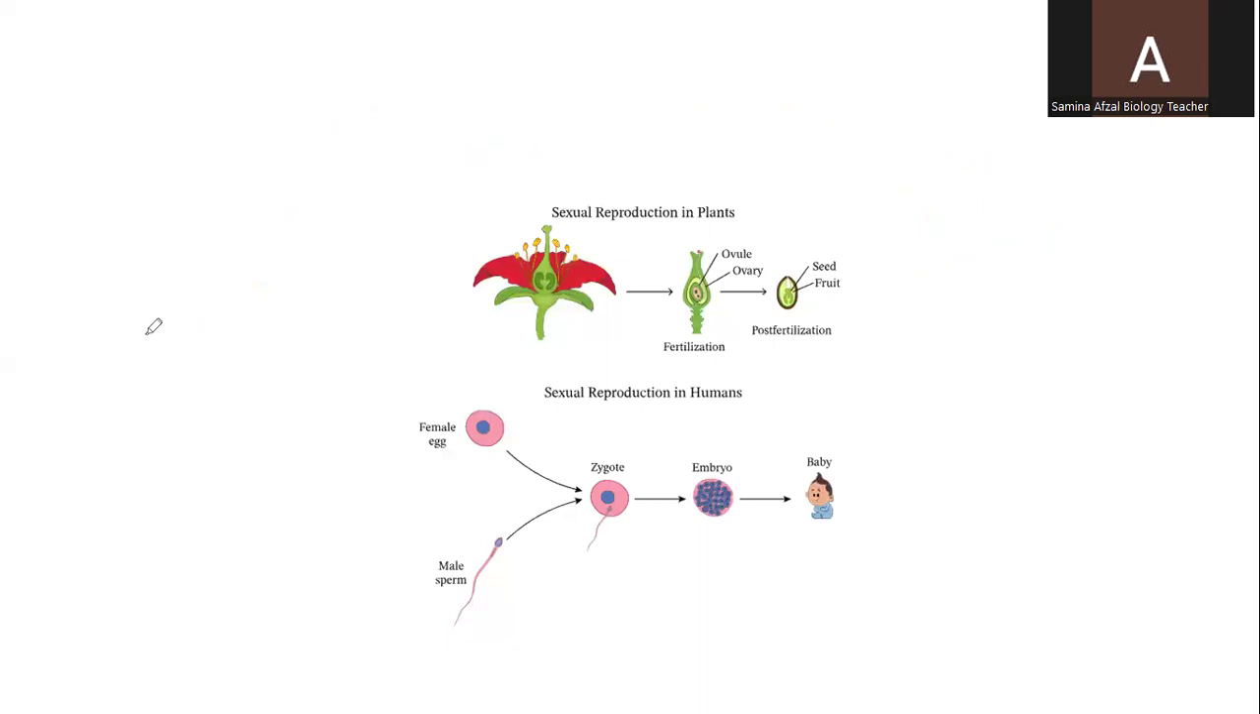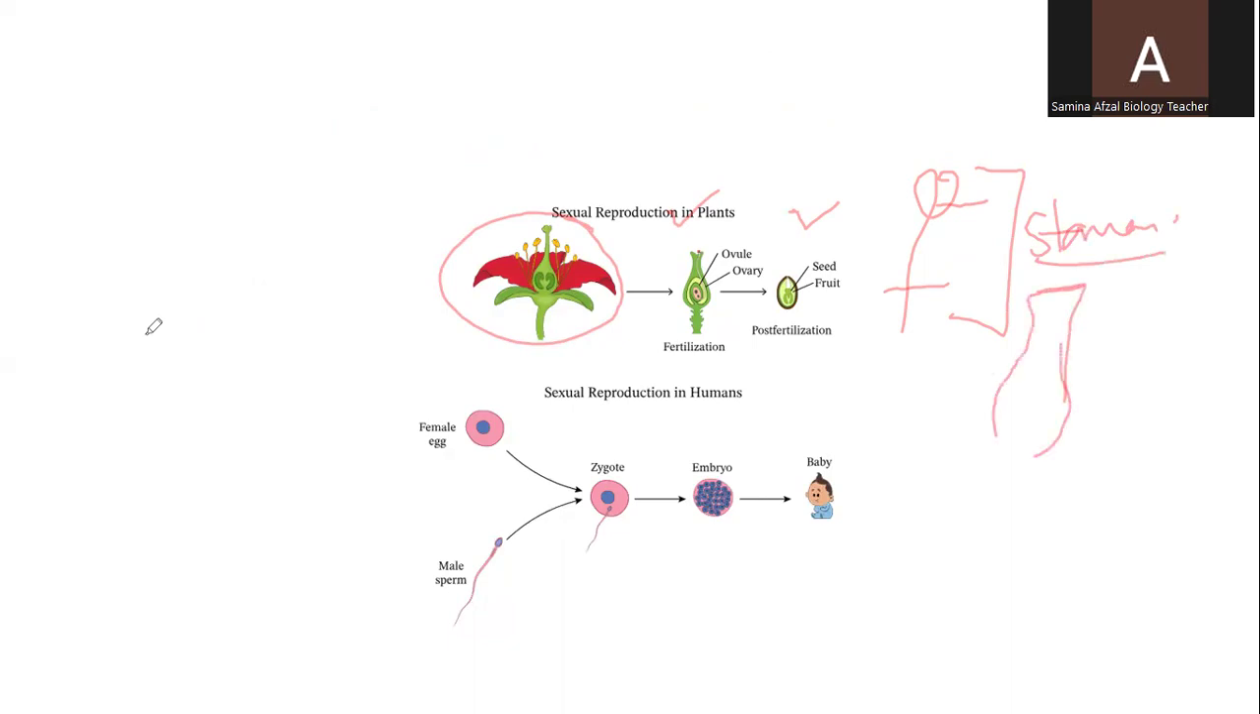Sexual reproduction takes place in both animals and plants. In plants, flowers are the reproductive parts. Both male and female reproductive parts are grown in the flowers. Anther and filament are called the stamen. So the stamen is the male part of the plant, and the carpel is the female part, which consists of stigma, style, and ovary. Pollen grains are produced in the anthers, and ovules are produced in the ovary. The fusion of these two gametes is called fertilization, and as a result of fertilization, a zygote is formed.